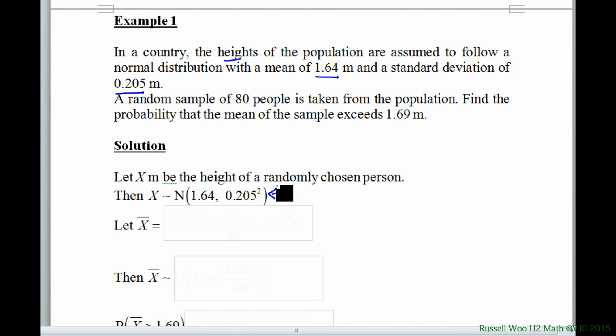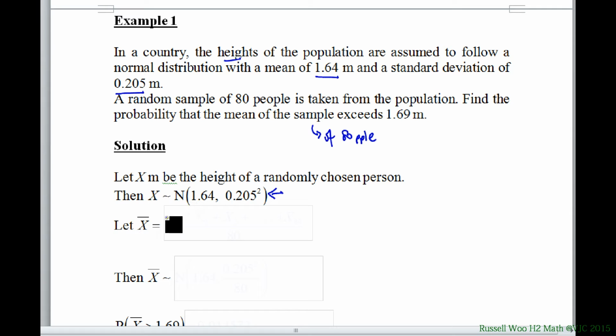Define. A random sample of 80 people is taken. So each time you're going to take 80. When you take the 80 people and then take the mean of the sample, we're talking about the sample mean, and we let it be x bar. It is a distribution. It's not constant, because each time you take 80, you get a different value. What is the mean and standard deviation, or rather mean and variance? Let's practice.